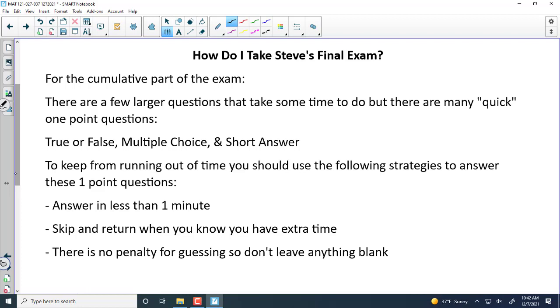If you want to keep from running out of time on these 1-point questions, here's what you need to do. You either need to answer them in less than a minute, or you need to skip it and return to it when you have extra time. Maybe you'll have an extra 20 minutes at the end. You can go back and spend some more time on the harder ones.